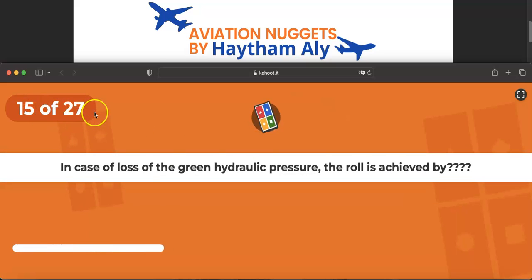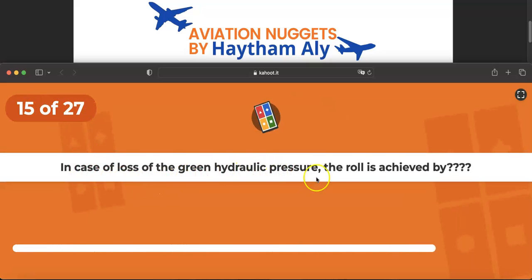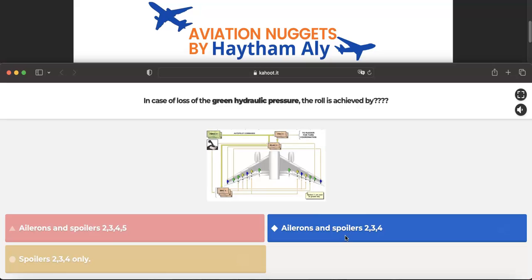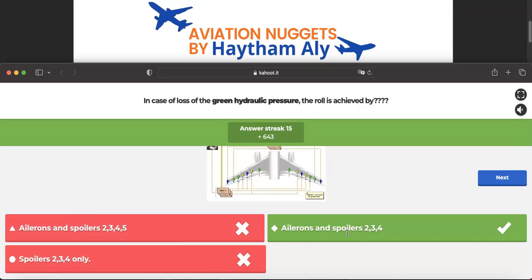Question 15 of 27. In case of loss of the green hydraulic pressure, the roll is achieved by aileron and spoiler 2, 3, 4, and 5, aileron and spoiler 2, 3, and 4, or spoiler 2, 3, and 4. The right answer is aileron and spoiler 2, 3, and 4. Let's explain this question.